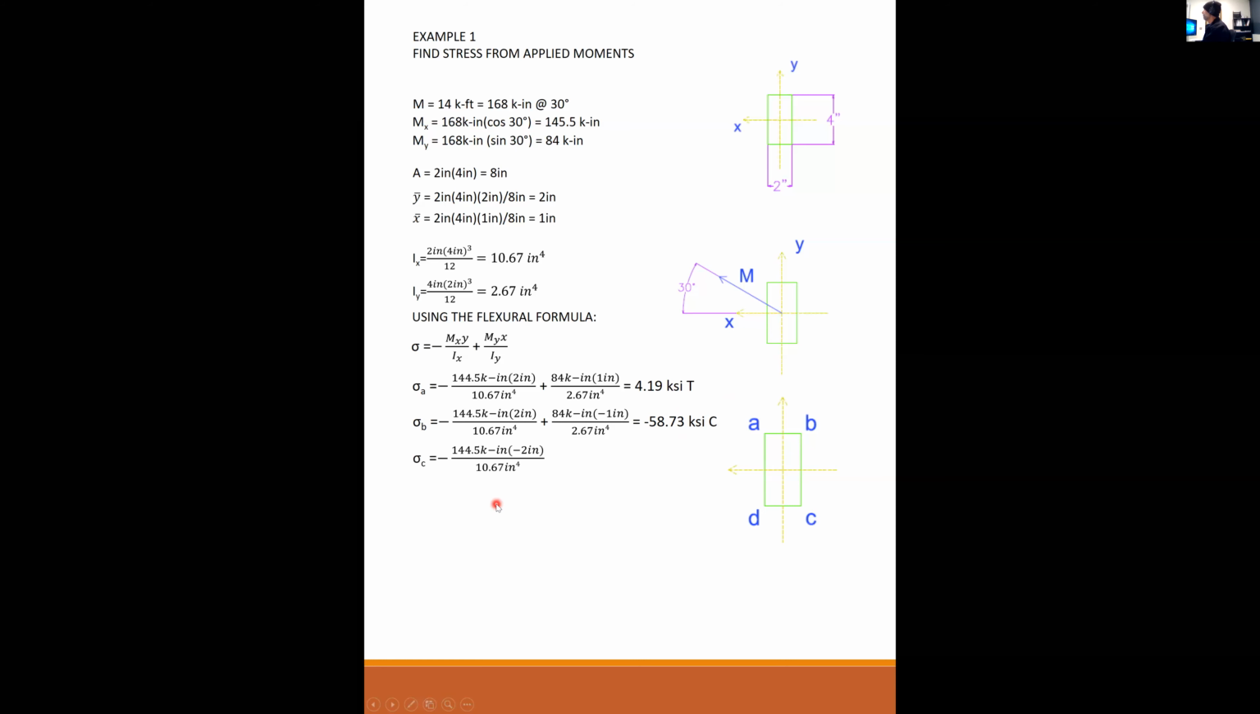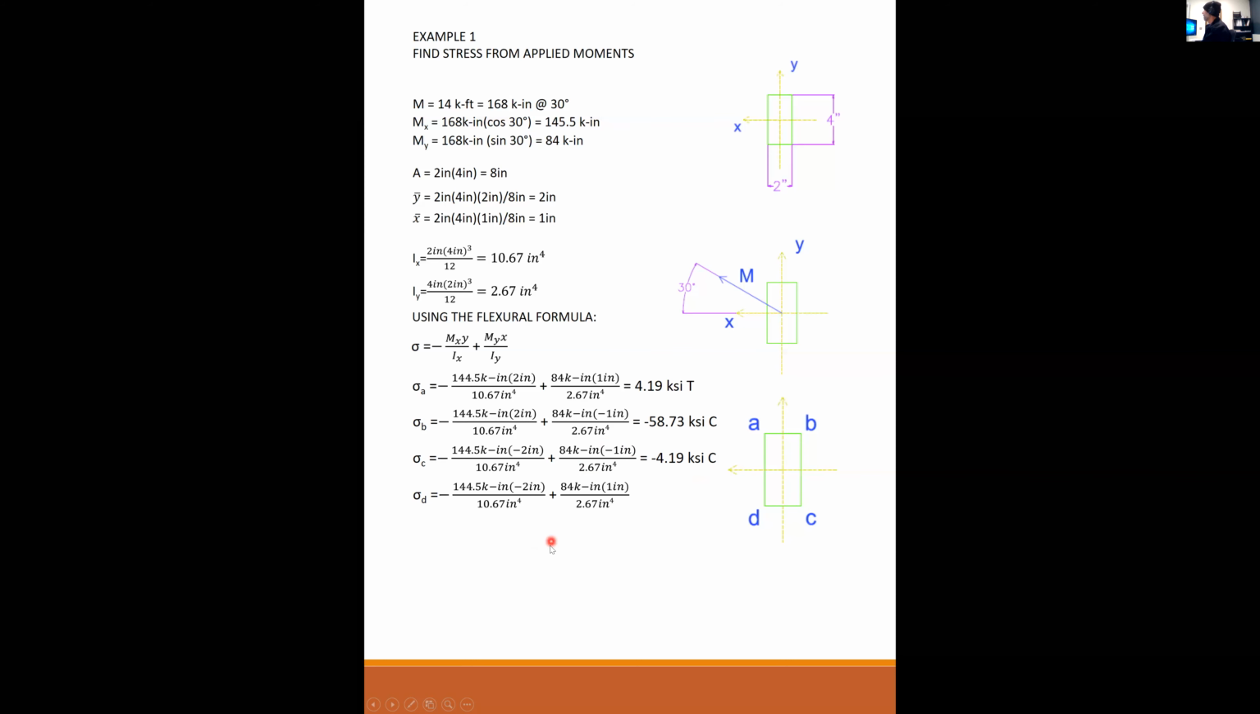I work my way to C. Again, these terms don't change, so at this point we just talk about y and x terms. Y at C is 2 inches down, the opposite of the positive y, so it's -2. The 84 and 2.67 don't change, and my x value at C is still -1, opposite the positive x-axis. I crank these out and have minus 4.19 KSI, and this corner is in compression.